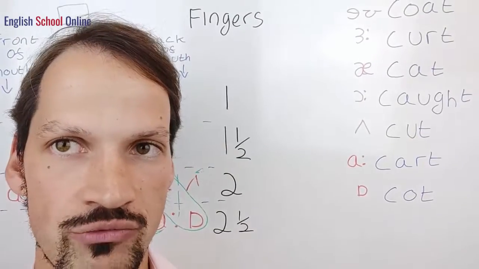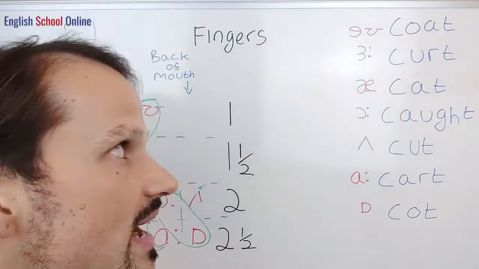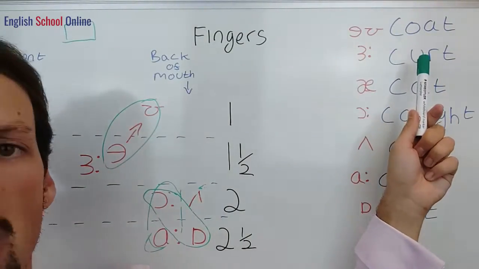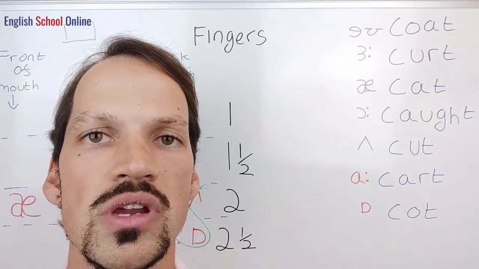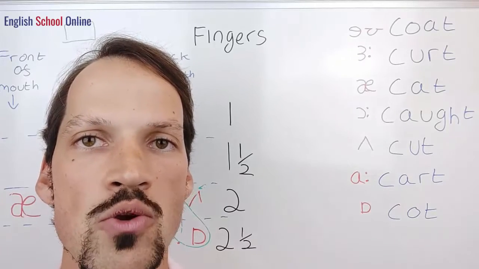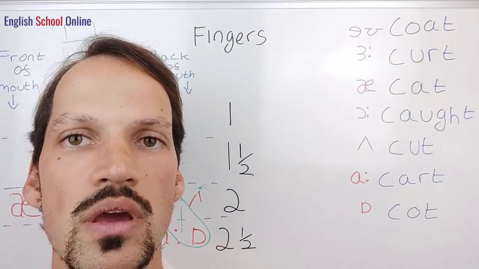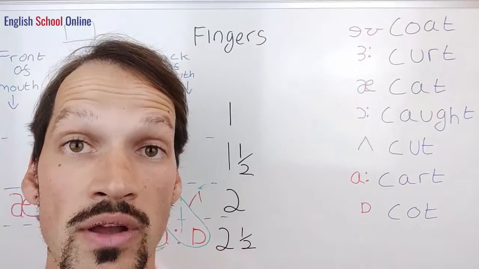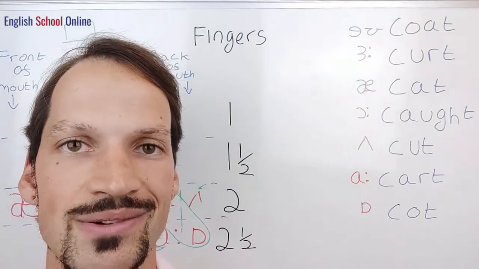And what I'm going to do now is just recap all of the words one after the other so you can hear how it's all come together. We had coat, the diphthong O. Curt was the next one down. Curt, the long English vowel sound. We've then got the short English vowel sound, cat.